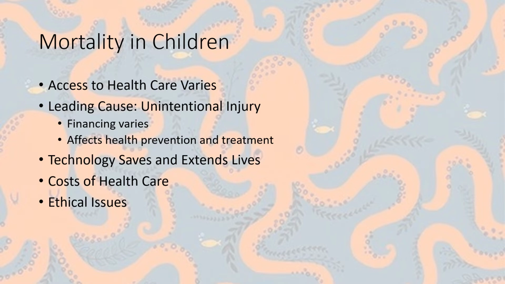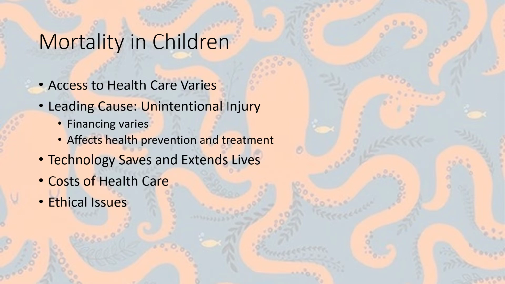This isn't talking about necessarily abuse in this case, but kids are very vulnerable to having injuries. Also, financial pressures can lead to death in children if parents can't afford the health care. And then the effects of health prevention and treatment can have a lot to do with the mortality rate in children.